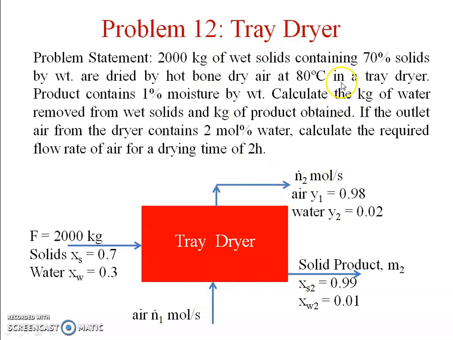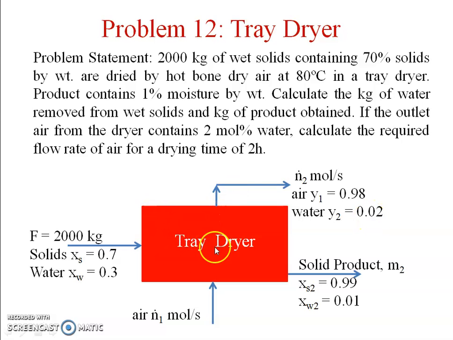So I will again take this problem of the tray dryer which I took in the last video. The same thing: a feed is coming, 2000 kg, solids are 70%, water is 30%. The product which is leaving contains 99% solid, 1% water. Air is flown through this tray dryer. Now I have added some more things. I am saying that air is coming at 80 degrees centigrade, and the outgoing air contains 2 mole % of water.